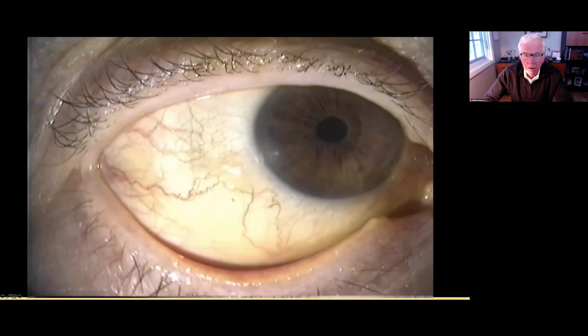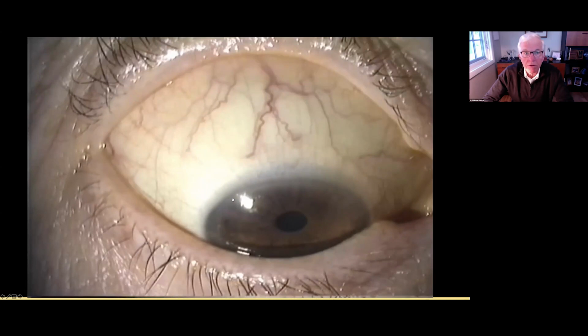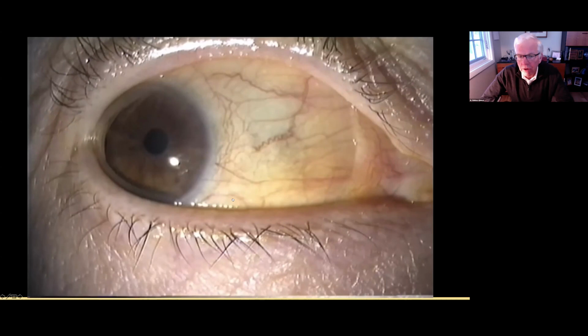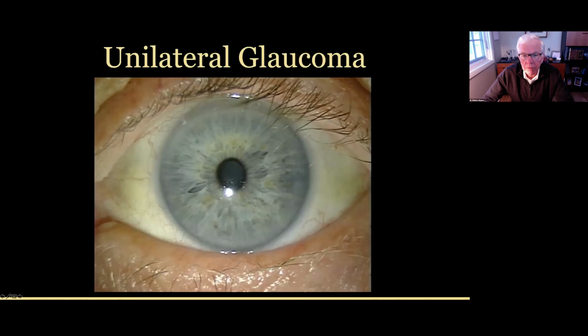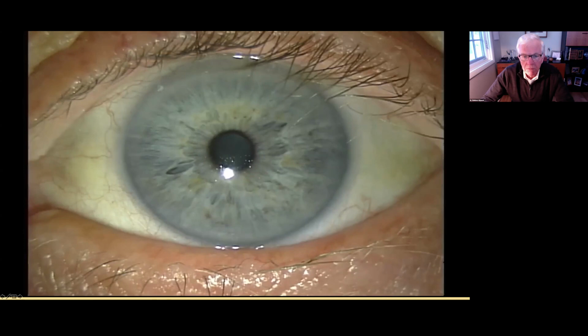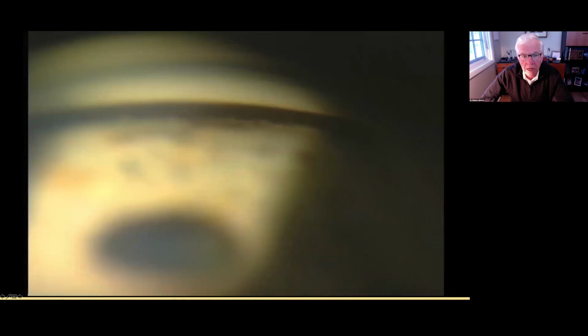A patient with a red eye, kind of big vessels. When we put on the gonio lens, you can see clearly blood in Schlemm canal. Another patient has unilateral glaucoma. The eye looks okay until you lift the lid. It looks a little less okay now. This is an eye that has the angle completely full of melanoma.